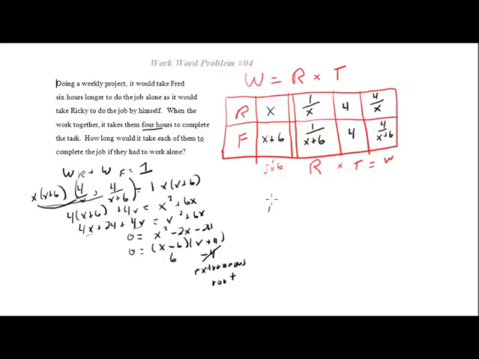That means that Ricky takes 6 hours to do the job, and Fred takes 6 plus 6, or 12 hours to do the job.